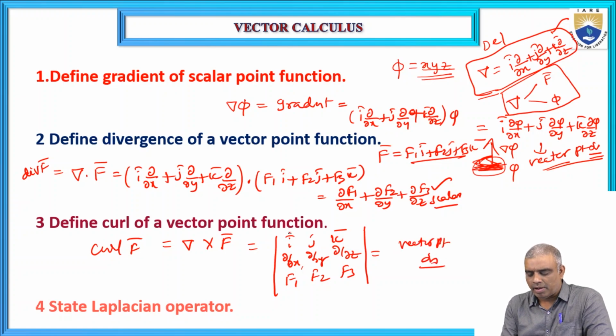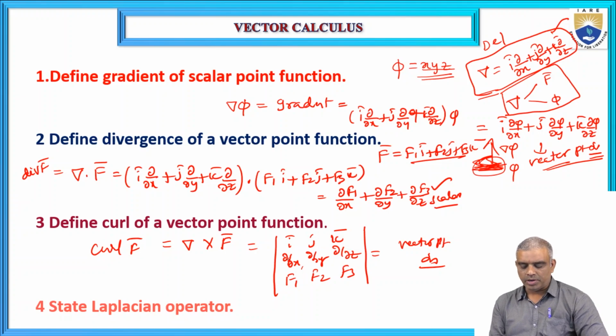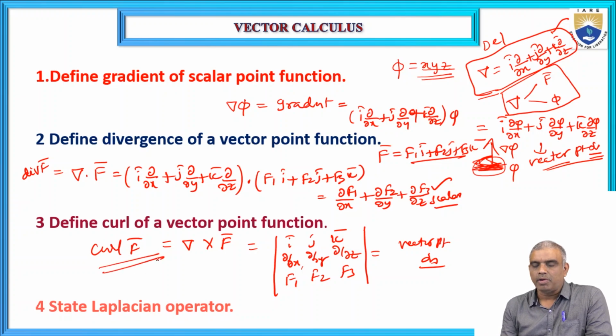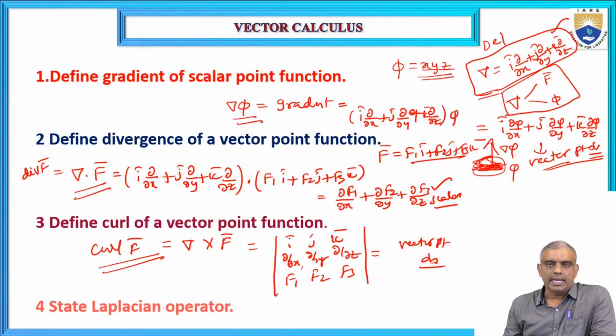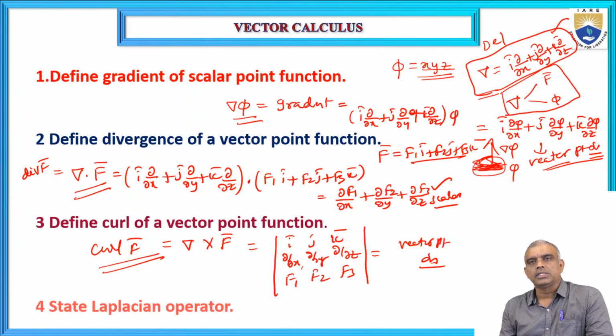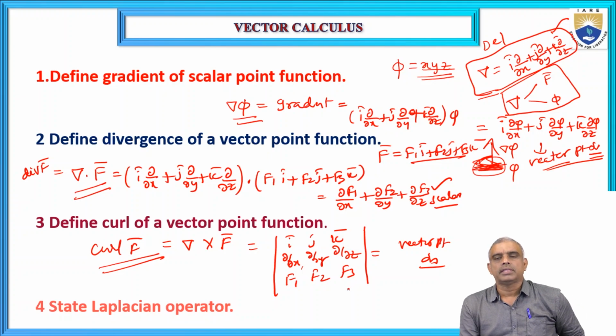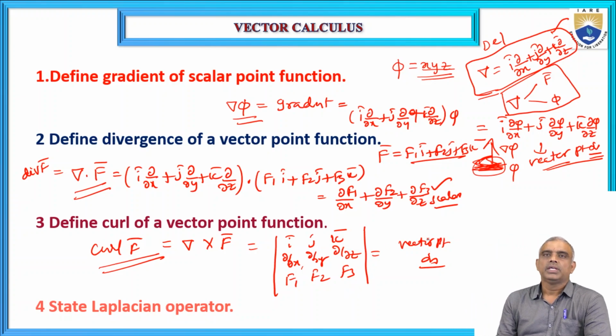Expanding this: i bar into dou f3 by dou y minus dou f2 by dou z, minus j bar into dou f3 by dou x minus dou f1 by dou z, plus k bar into dou f2 by dou x minus dou f1 by dou y. Clearly it is a vector, and this is called the curl f bar; then div f bar, and gradient. So del can be applied: if you apply it on a scalar function, then it is called gradient. If del is applied on a vector function as a dot product, then it is called divergence. If del is applied on f bar as a cross product, then it is called curl f bar.